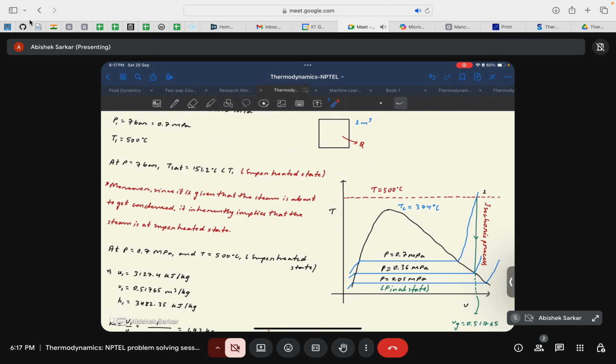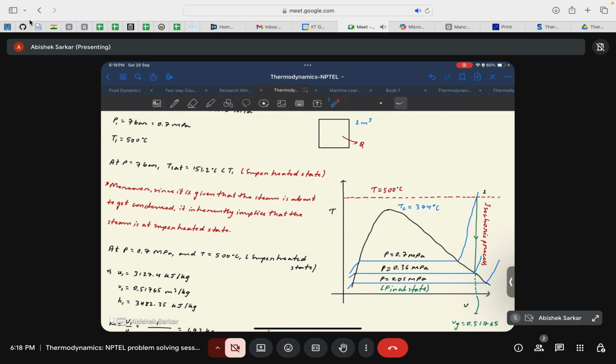Again, the T-V diagram and the liquid-vapor dome are mentioned here, and the initial state is at a superheated state. So the first question is the temperature at which the steam will first start to condense. The crucial hint that we get from the question is that it's a rigid vessel. A rigid vessel inherently implies that the process must be a constant volume process, or an isochoric process.